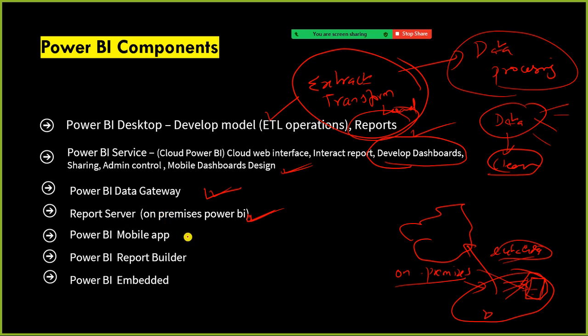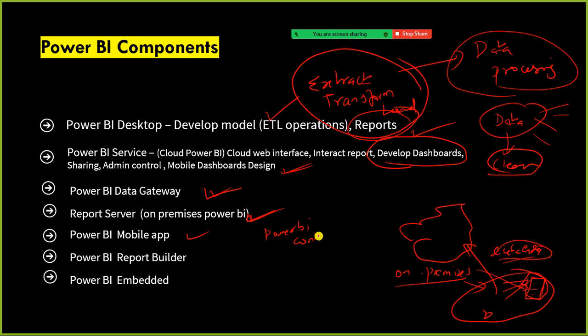Okay, the next one is the Power BI mobile app. Using the mobile app, you can view the reports, dashboards or scorecards from your mobile. You can use Google Play Store to install the Power BI mobile app, and you can access the reports that are published on the cloud. Dashboards also you can view, right? So dashboards, reports, or any Power BI content.